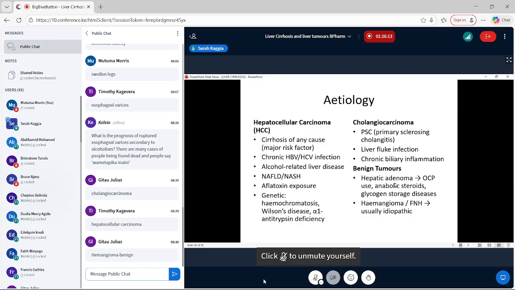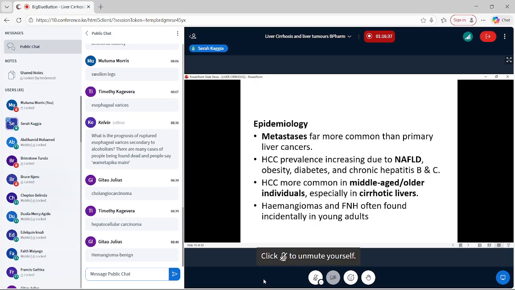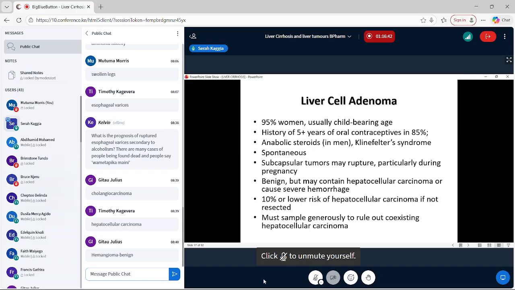We look at each, but most of them, like your hepatic adenoma, is related to exposure to steroids. Okay. Then for hemangioma and the focal nodular hyperplasia, the cause is idiopathic. We really don't know the cause as such. Okay. So let's start, as I said, with the benign. So we'll start with your hepatic adenoma. Hepatic adenoma. Just 3 slides of it.